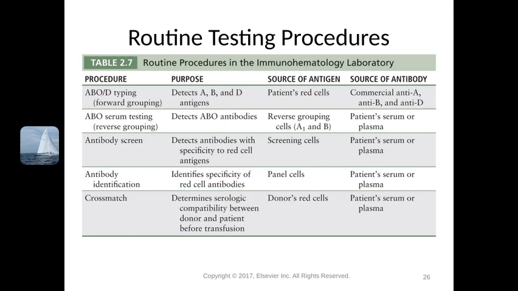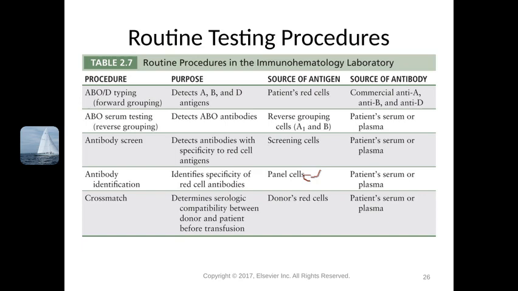Antibody identification and antibody screen are done with cells that have specific antigrams. We'll do the screen first, and this is looking for antibodies to red cell antigens. We'll use the patient's serum or plasma. If this comes up positive, we'll run a panel. Basically, this panel is an 11 to 16 cell panel. Each of the cells has a different mosaic of antigens on it that are known, and we can investigate and find out what antibody the patient has.